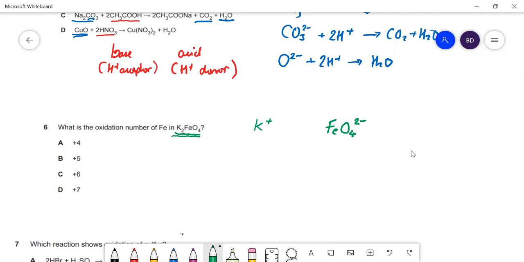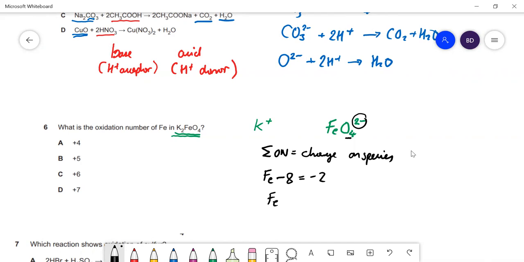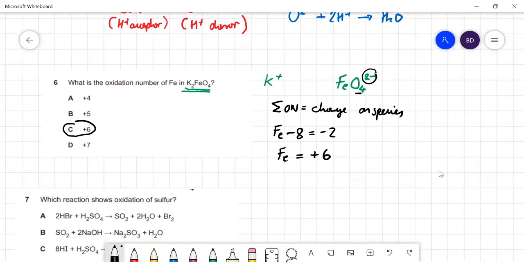Now we need to use our little equation. The sum of the oxidation numbers is equal to the charge on the species. Iron, we don't know the oxidation number of, so we'll leave it like that. Oxygen is a fixed one, that's always -2, so 4 times -2 gives us -8 for the oxygen, and the charge on the species is -2 here. So add 8 to both sides of the equation, and we get Fe is equal to +6. So C is the answer there. An unusual oxidation state of iron, it's usually +2 or +3.